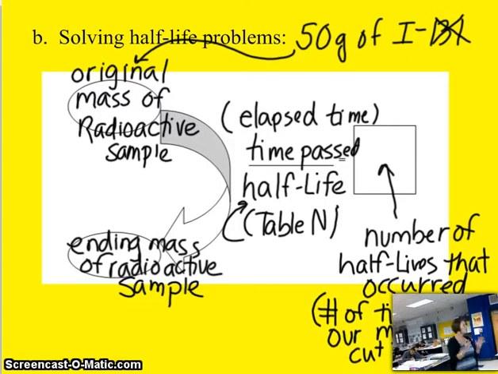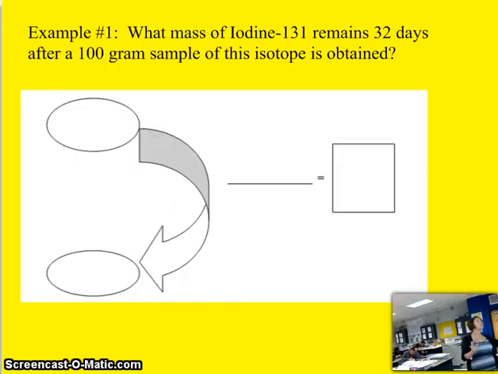Okay, so let's try a sample problem, and I'll walk you through this. It's pretty simple, but they ask a bunch of different questions a bunch of different ways. So I always draw my picture and fill in what I can. What mass of iodine 131 remains 32 days after a 100-gram sample of this isotope is obtained? Just like any question with numbers, we stop, we identify what the number is, and we will put it in the proper place in our diagram. So this number, this iodine 131 here, is just the mass of the isotope. We will use it to look up the half-life on table N.